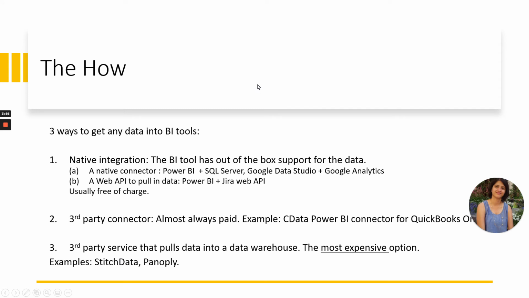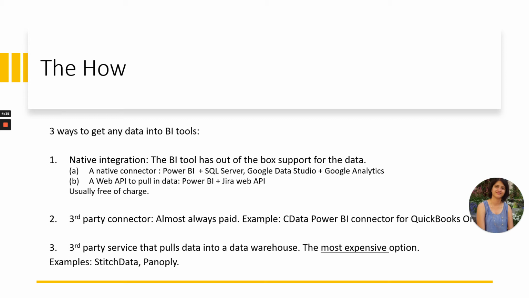Now we get into the details with the how of how to get this data into the BI tool. Broadly, there are three ways to get data into any BI tool. The first, which is the most straightforward and the most cost effective, is the native integration. And what that means is the BI tool has out of the box support for your data. So, for example, Power BI supports SQL Server right out of the box. They're both from Microsoft, right? So that's a no-brainer. Google Data Studio has out of the box support for Google Analytics, another Google product.